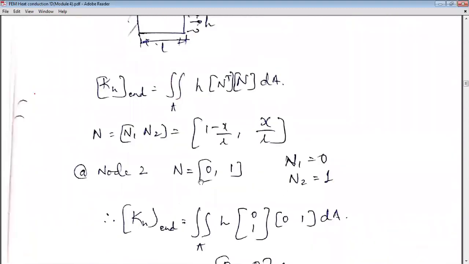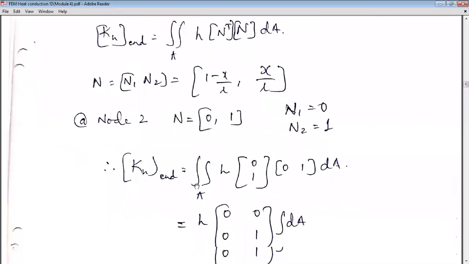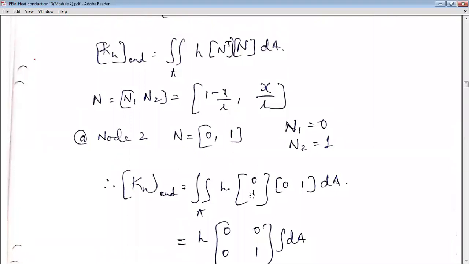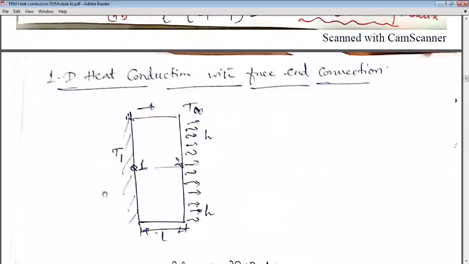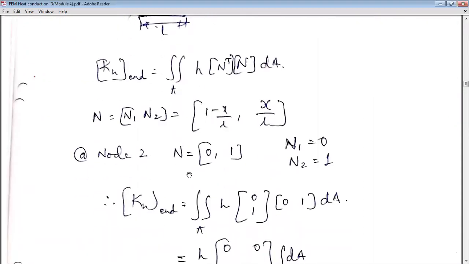I'll put it here. At node 2, N1 will be 0 and N2 will be 1. I am focusing on node 2 because node 1 is here; it's all specified boundary conditions. You know this area is exposed to a high temperature, like some fluid is there. It might be a boiler wall or a furnace wall. There's a very high temperature in this portion, and here is the film portion. Now, at node 2, N1 will be 0 and N2 will be 1, obviously. Yes, as per shape function properties, N1 will be 0 and N2 will be 1.